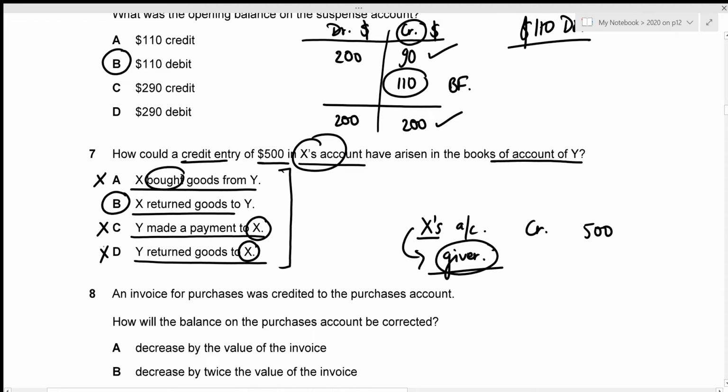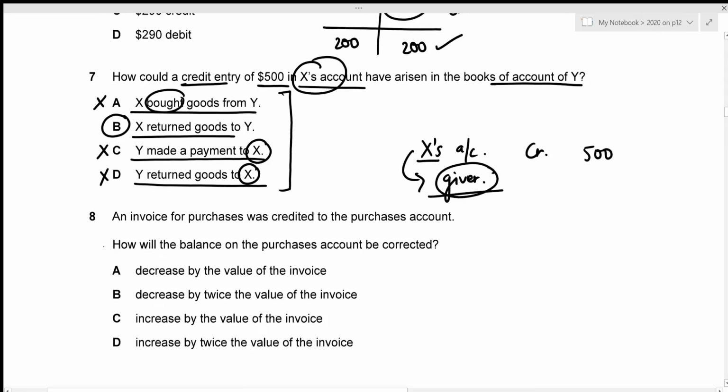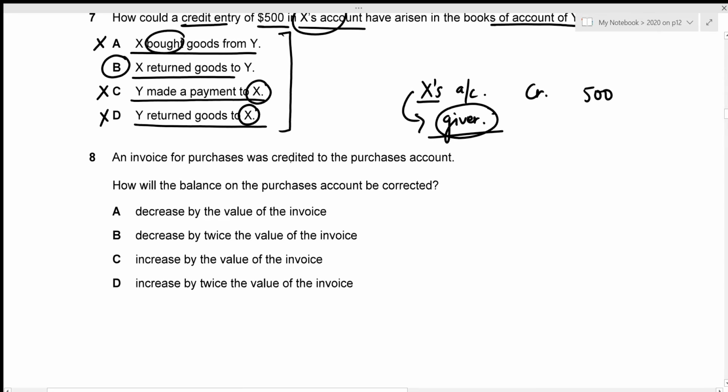Now we can move towards question number 8. An invoice for purchases were credited to the purchases account. How will the balance on the purchases account be corrected? So here the invoice was credited to the purchases account. Suppose the invoice was for value X and we credited it to the purchases account. This should not have been the case, right? Exactly opposite is what we require.